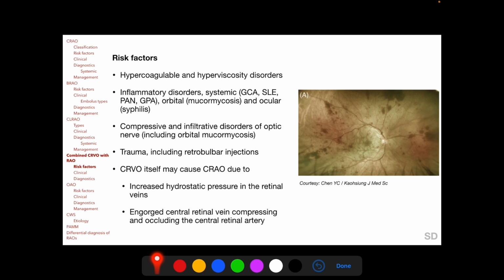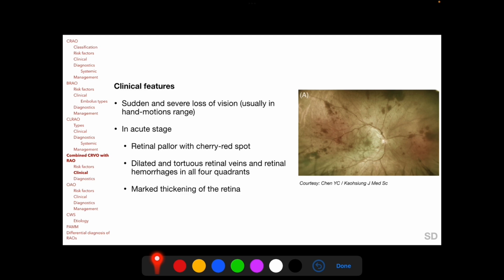behind the lamina cribrosa. This is the fundus photograph of a patient with combined central retinal vein occlusion and central retinal arterial occlusion following COVID-19 vaccination. We note here that embolism is not amongst the causes because an embolism cannot cause a CRVO. Patients with combined occlusions present with sudden and severe loss of vision, usually in the hand motions range.